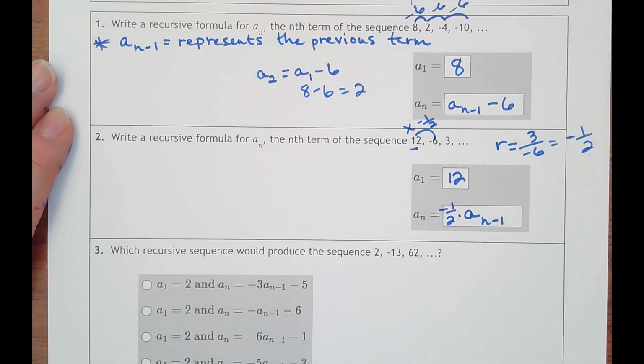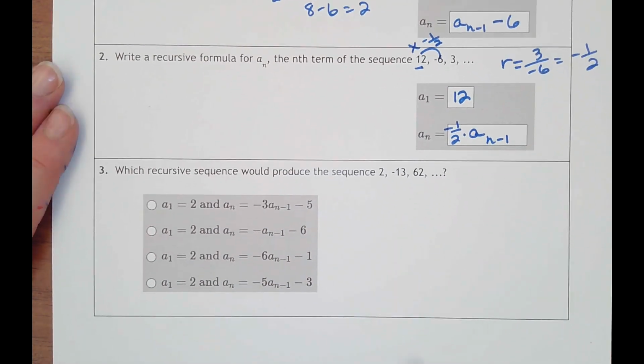You wouldn't have to have a dot or anything there. You could just have it all touching since it's multiplication. Or you could even have a negative 0.5. But this means that for every previous term, like this negative 6 times negative a half, would get me the 3. All right, and then number 3 is a multiple choice.